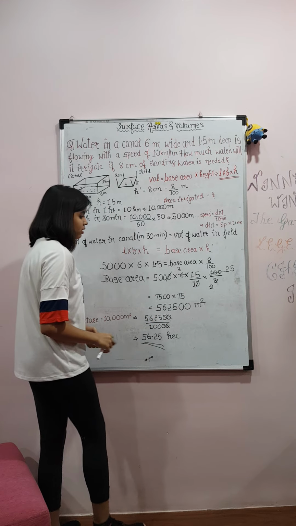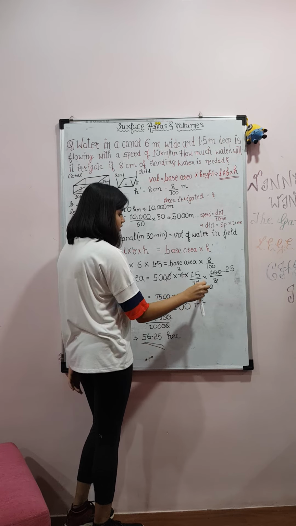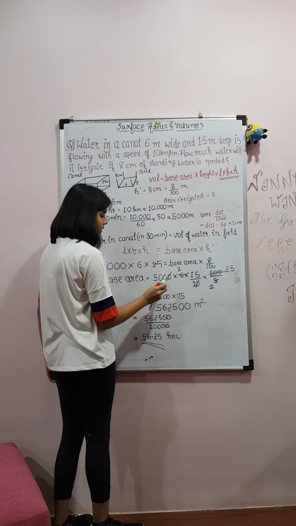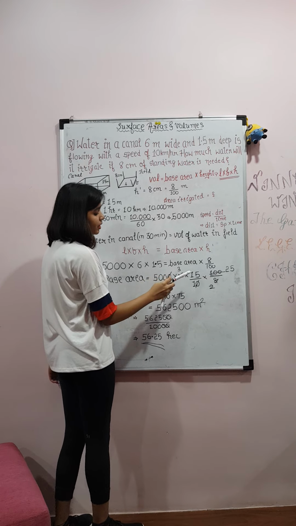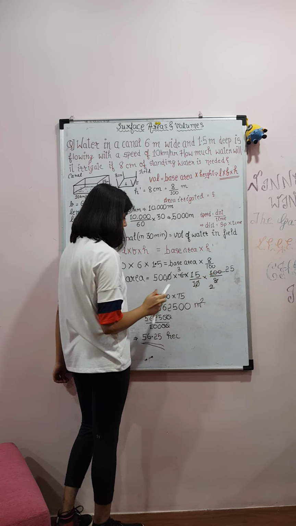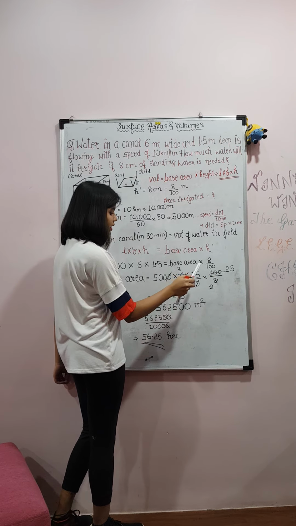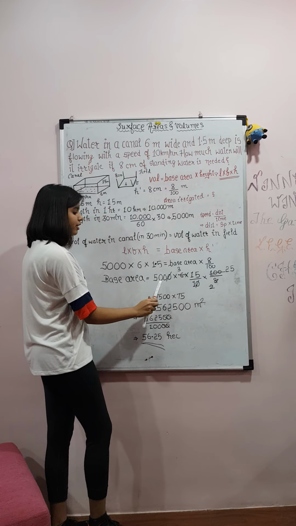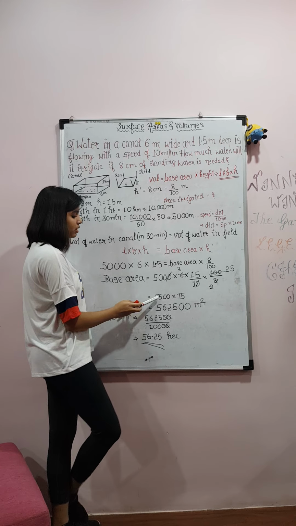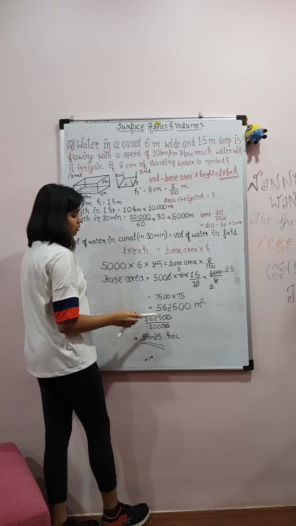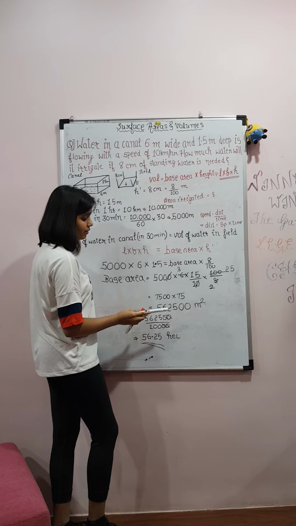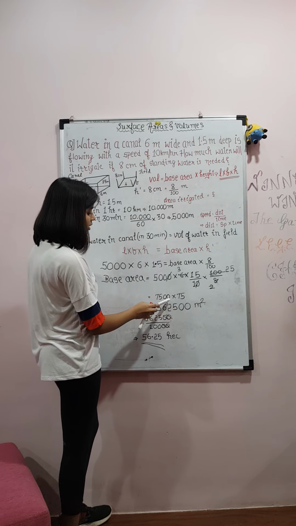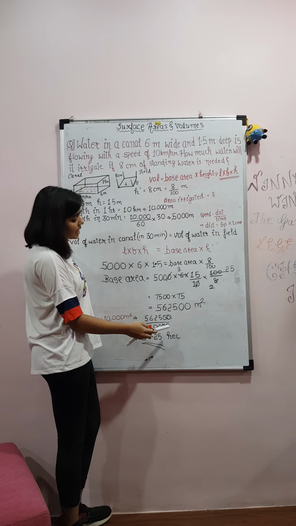Now we'll have to solve it. Cut the zeros, then simplify 8. So finally you will have 500 into 3 into 15 into 25. So 25 3s are 75, and 15 into 500 will be equal to 7,500. So solving this, which is 75 into 75, that is 5 into 5 is 25, and 7 fives are 35, plus 2 is 37... giving 5625, and we'll have to write the 2 zeros as it is.